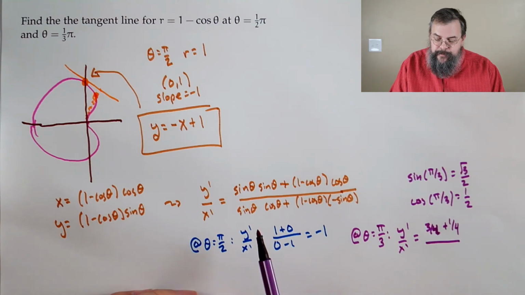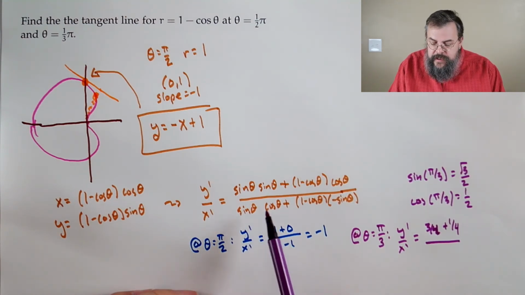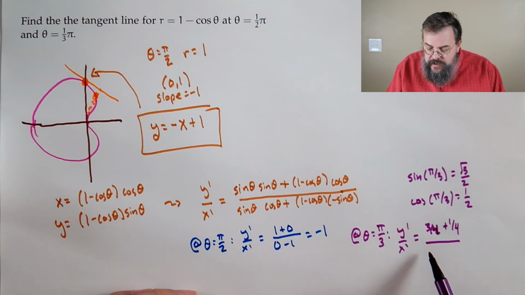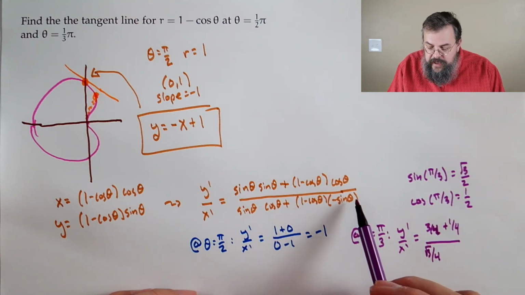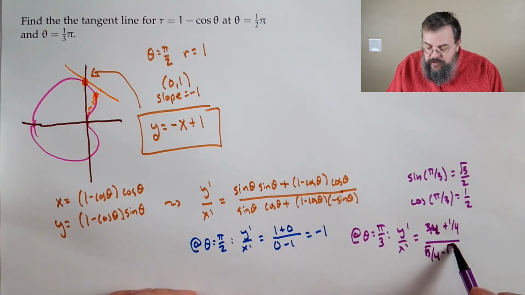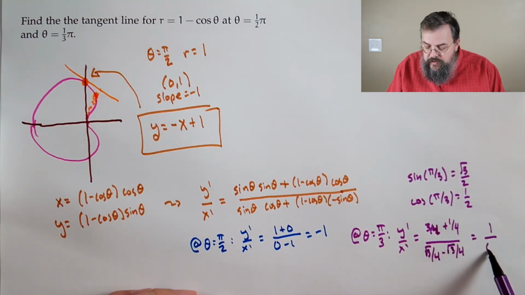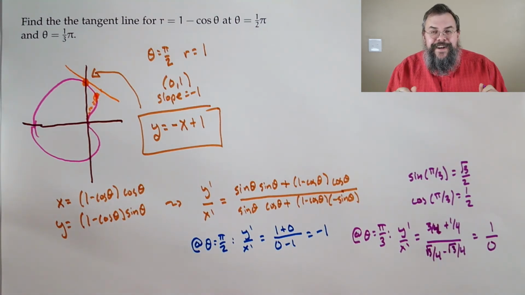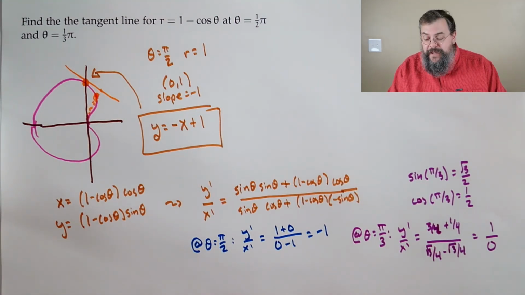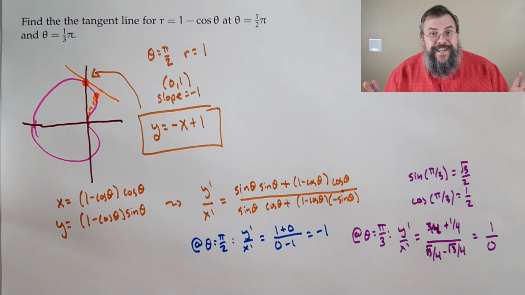Downstairs, root 3 over 2 times 1 over 2 is root 3 over 4. And then we're going to have 1 minus a half. Okay, that's a half. And then times a minus root 3 over 2. So that's a minus root 3 over 4. So we end up with 1 over 0. Well, what? Wait, what does that mean? Okay, what does 1 over 0 mean? And it does not mean more work.